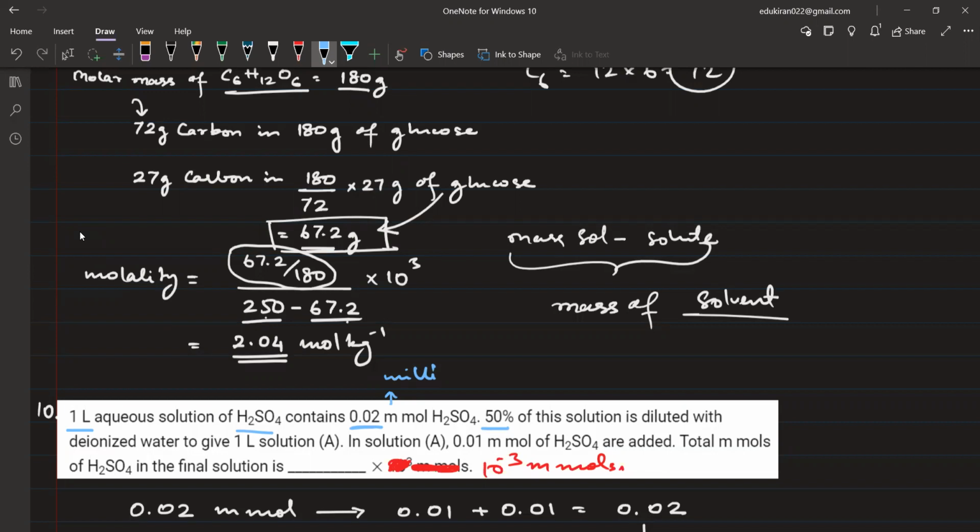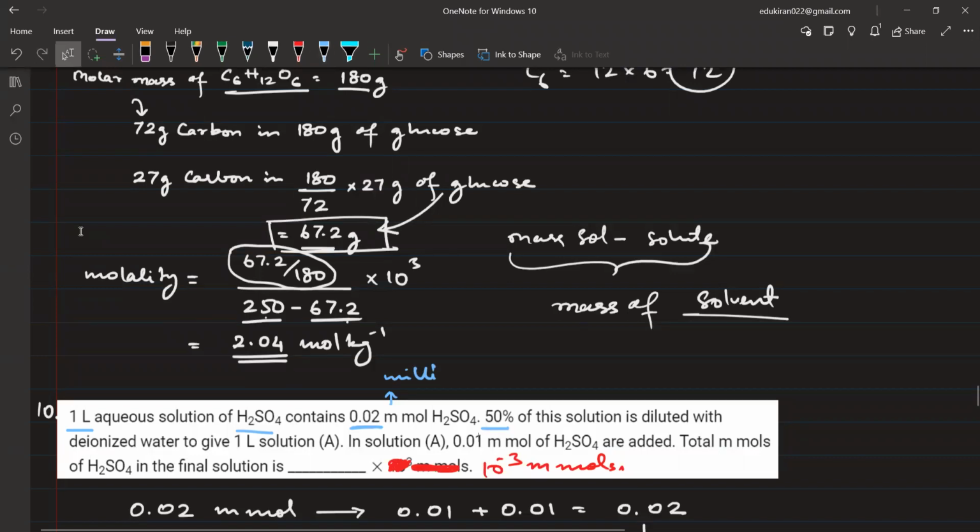Now we have 0.01 millimoles of H2SO4. Now this solution is diluted with deionized water to give 1 liter of solution. तो फिर उसमें उन्होंने कितना डाल दिया? उसको dilute करके 1 liter कर दिया. So I have just added water. I have not added any H2SO4. I have not removed any H2SO4. That is why my 0.01 will be still 0.01. And we have called this solution A. That is 0.01 millimoles in 1 liter.